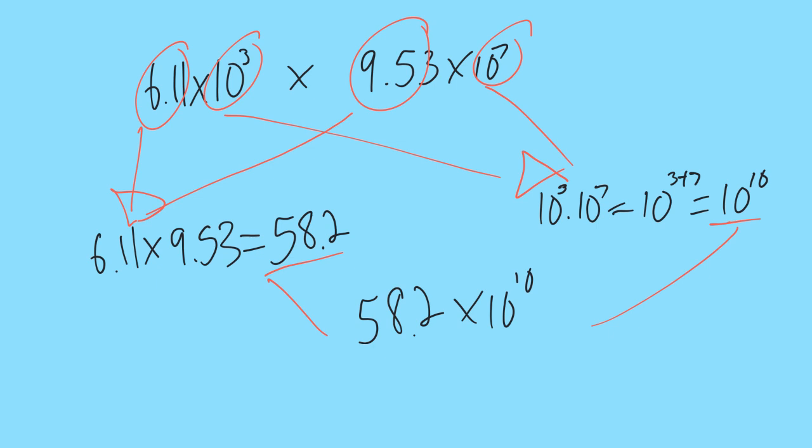So when you're multiplying, you add the exponents together. When you're dividing scientific notation by one another, you subtract. Okay? All right. Let's give it a go with a practice problem.